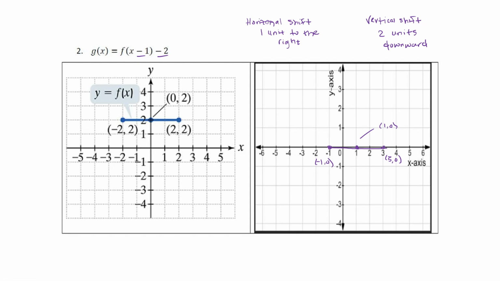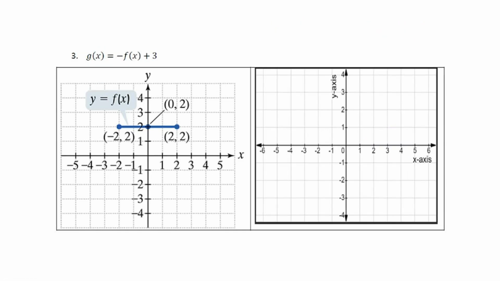Next example, g of x equals negative f of x plus 3. So we have a transformation right here and a transformation right here. For the negative, we know that we are going to have a reflection across the x-axis. For the plus 3, we know that's a vertical shift, 3 units upward.